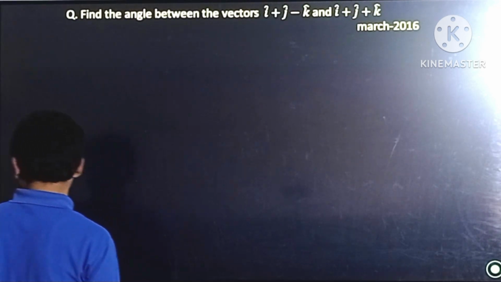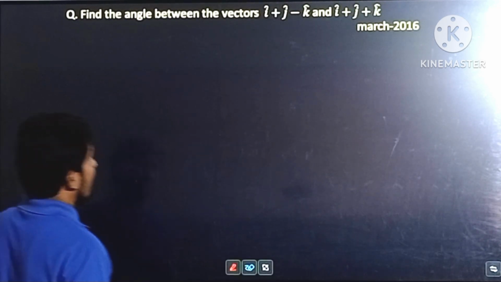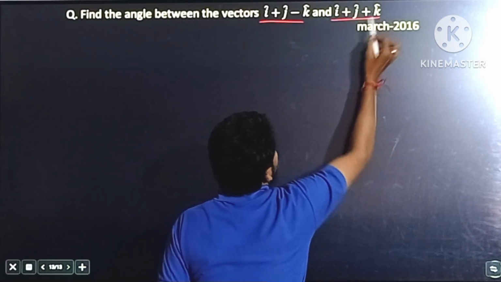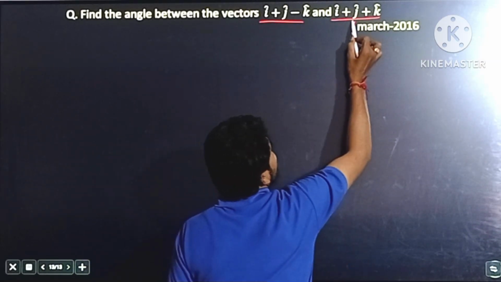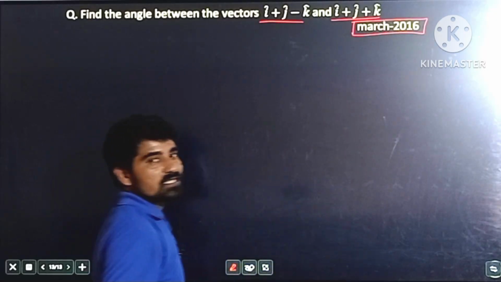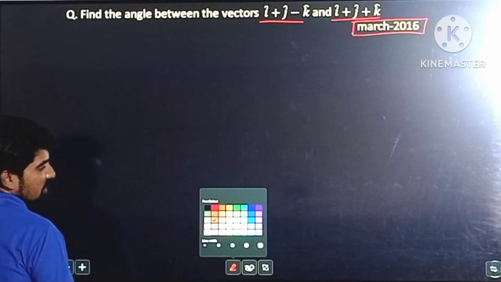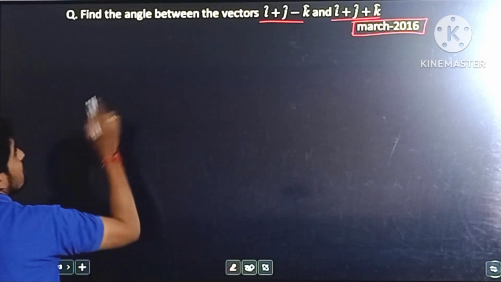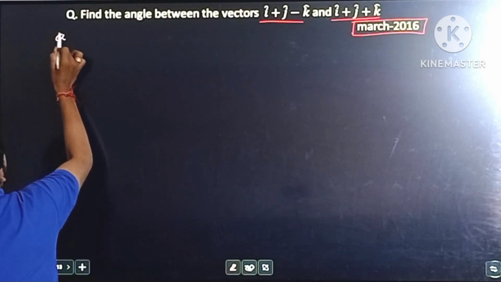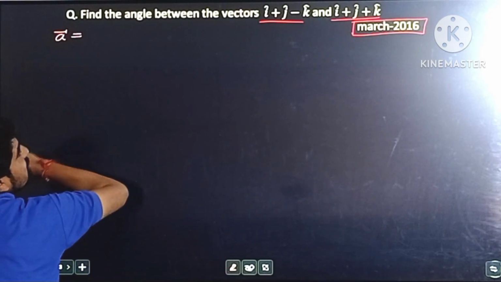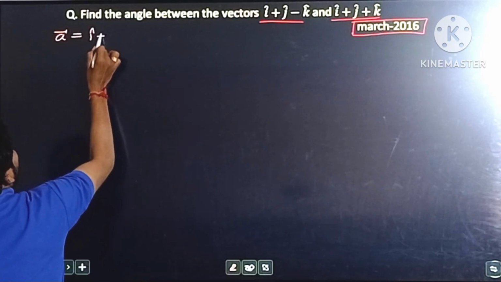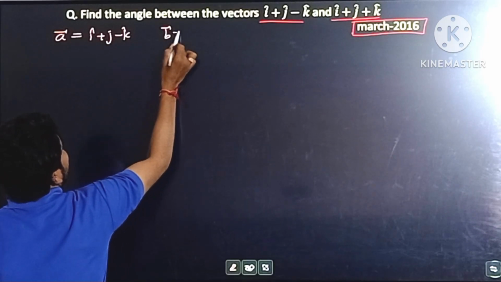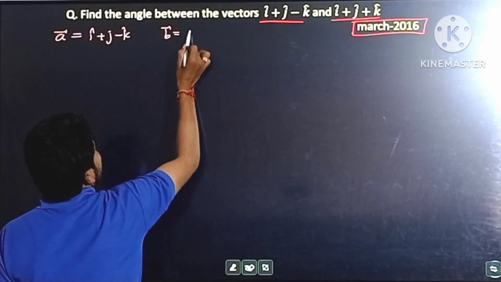find the angle between the vectors i plus j minus k and i plus j plus k. This question was asked in the year March 2016. Here we need to calculate the angle between the given vectors. So let's say the first vector A vector is i plus j minus k, and the second vector B vector is i plus j plus k.